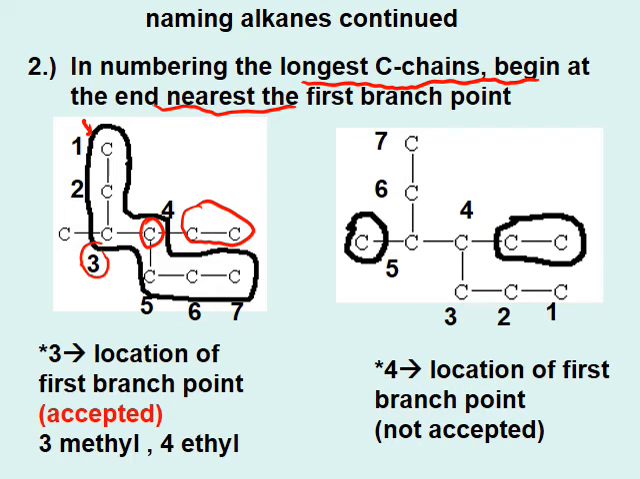One is in the third location, that's one branch, which I missed. The location of the first branch point is at three, and the fourth carbon also has the other branch. On the other hand, if I start numbering from the right-hand side, this is what we're numbering.